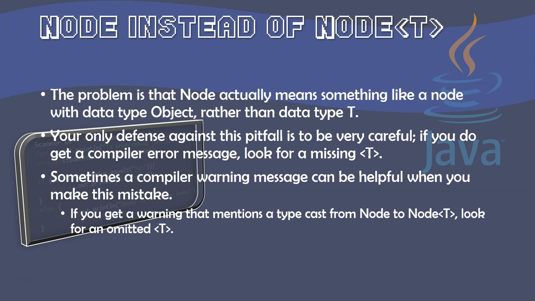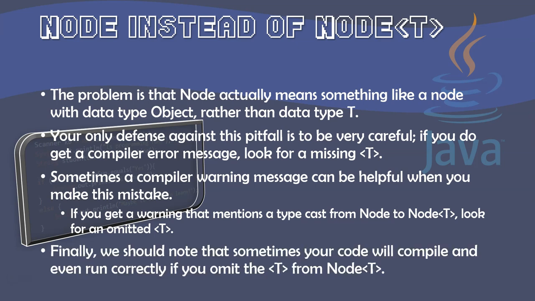Now, sometimes a compiler warning message can be very helpful when you make this mistake. It might say, hey, do you mean to have a type parameter constructor here? Oh, yeah, sure. Let's go ahead and fix that up. So if you do get a warning, remember, warnings are not the same as errors, that mentions a typecast from Node to Node<T>, look for that omitted T.